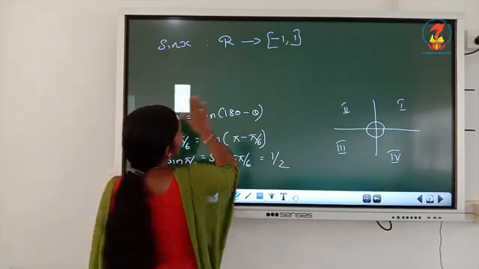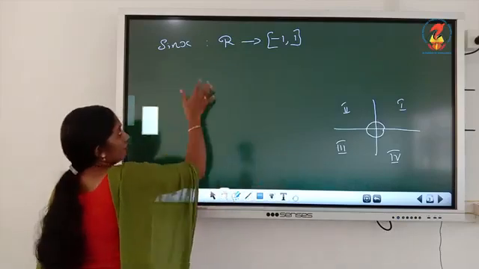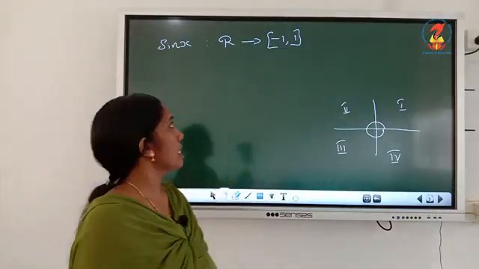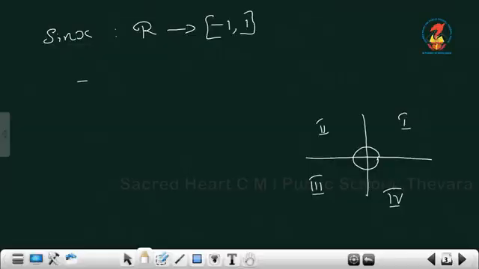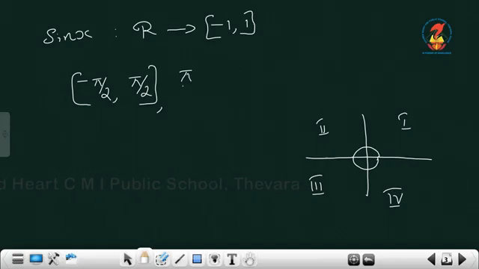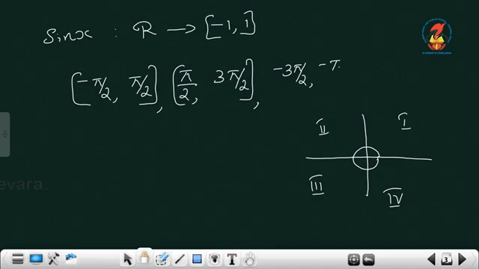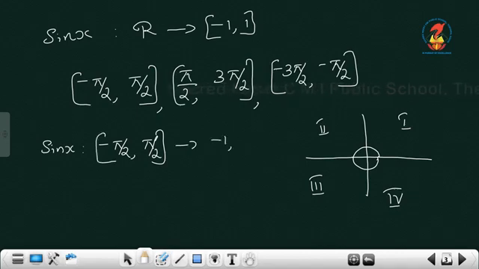Then what we do is divide this domain into sub-intervals. One interval is minus pi by 2 to pi by 2, or another interval pi by 2 to 3 pi by 2, or minus 3 pi by 2 to minus pi by 2. We can divide R like this into many sub-intervals. Now we check: is the function sin x from one of these intervals to minus 1, 1 invertible?